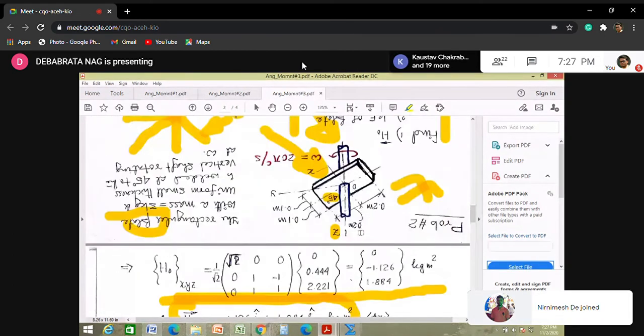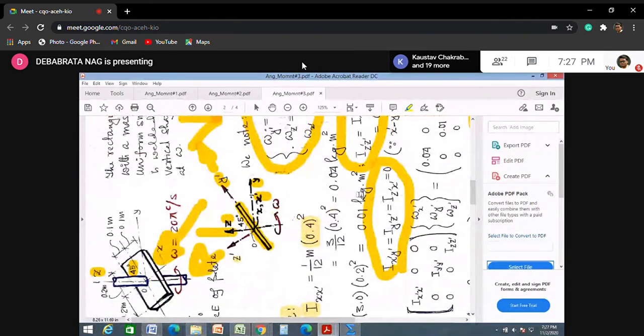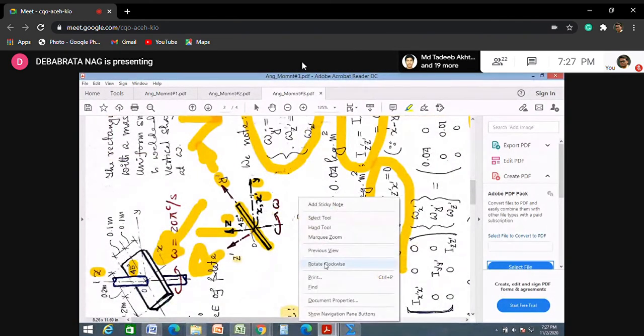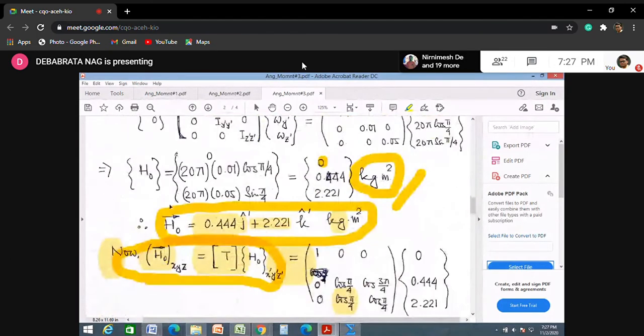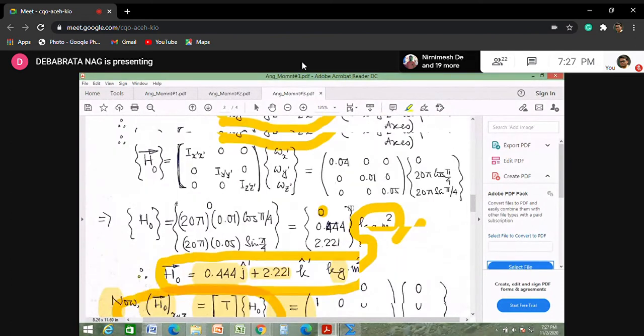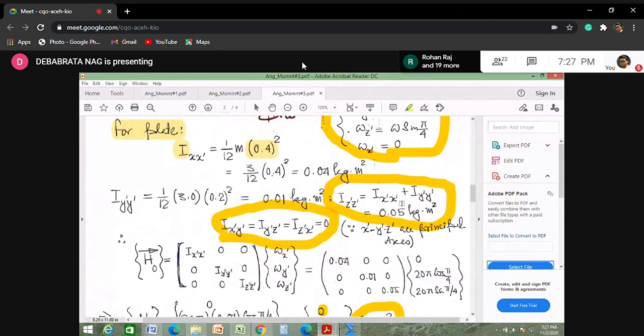Now I would ask you to verify at your home: suppose you had taken your angular momentum vector like this and your angular velocity vector like this, and you had taken the dot product, then also you should get the kinetic energy.